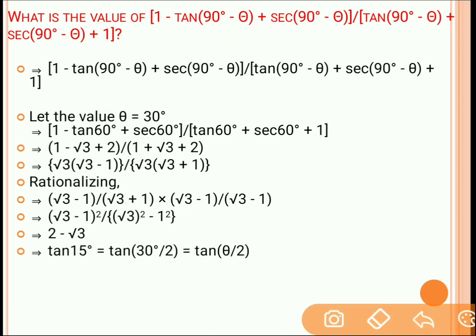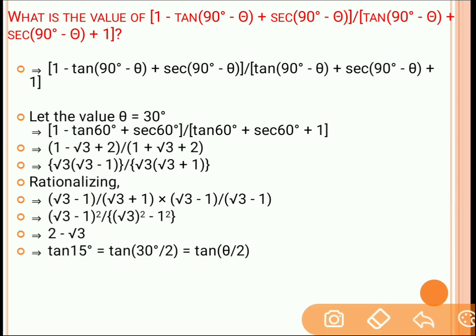Now over here, once you get the value 2 minus root 3, you have to check the four options which are given in your question. From these four options, you have to substitute the value of theta equal to 30 degrees, and the option which gives the value equal to 2 minus root 3 will be your answer.